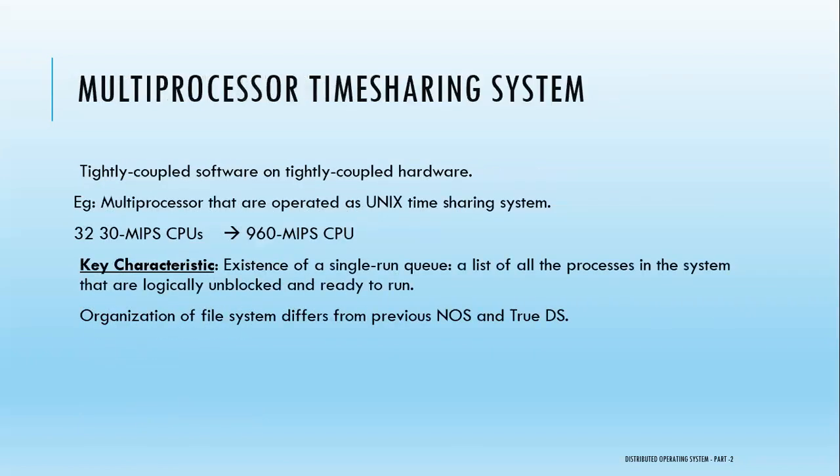Multiprocessor time-sharing system is tightly coupled software on tightly coupled hardware. Example: multiprocessors that are operated as a Unix time-sharing system, with 30 million instructions per second CPUs, then 960 MIPS CPU. Important characteristics are the existence of a single run queue, a list of all the processes in the system that are logically unblocked and ready to run. The organization of the system differs from the network operating system and true distributed system.